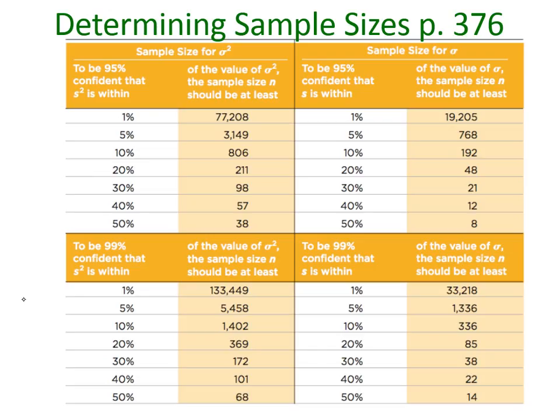If I want to be 95% confident that I'm only off by 1% on the standard deviation, I need 19,205 values in my sample. Versus if I allow it to be off by plus or minus 20%, then I only need 48 in my sample. If I'm wanting to be 99% confident instead of 95% confident, even at the 20%, I went up from 48 to needing 85 in my sample. So it's greatly increasing if I'm wanting to be 99% confident versus 95% confident. So just being able to read this table and figure out which piece you're in. So let's look at number 14 on page 378.